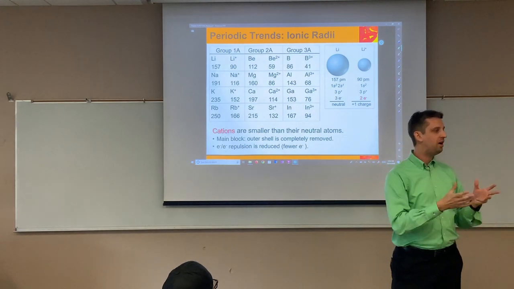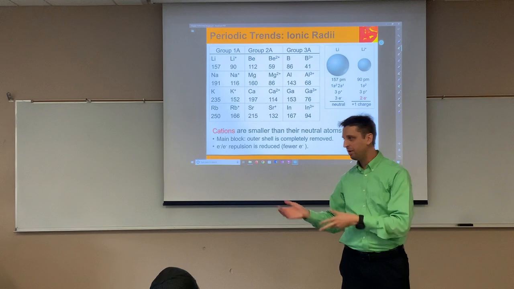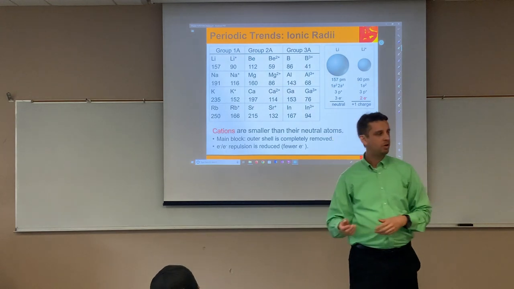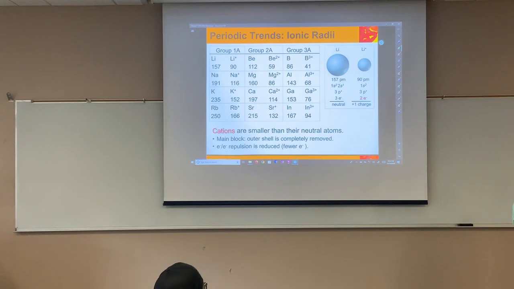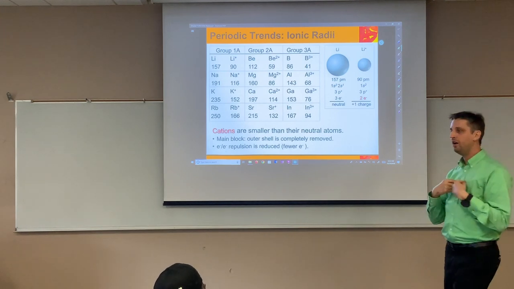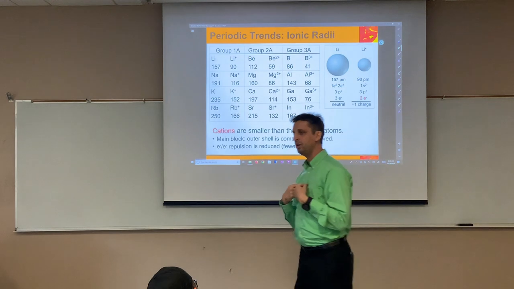So I go from a 1+ to a 2+, to a 3+, to a 4+. What happens to the radius? It's going to get what? Smaller and smaller and smaller, right? As those electrons get held closer to the nucleus.